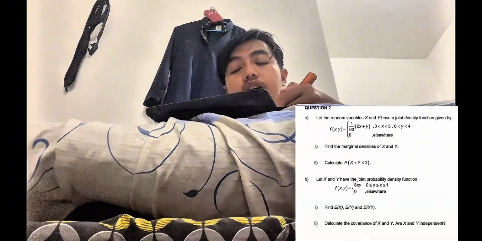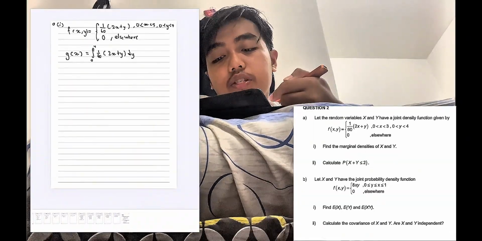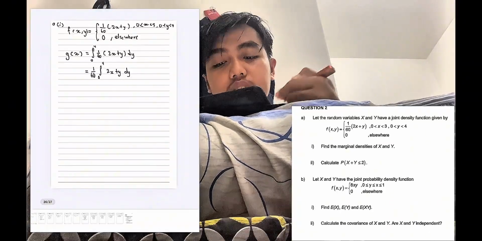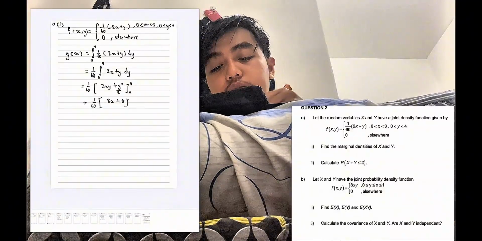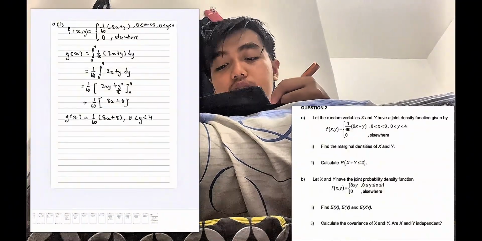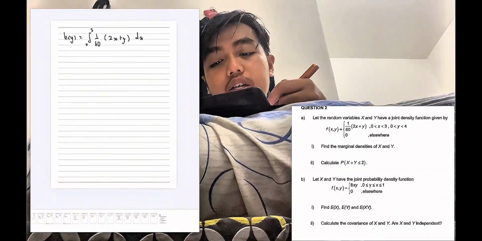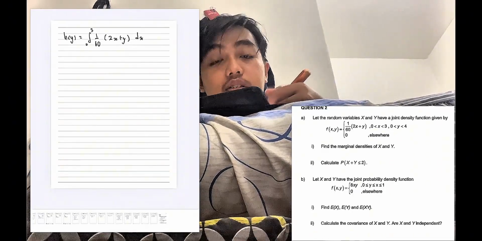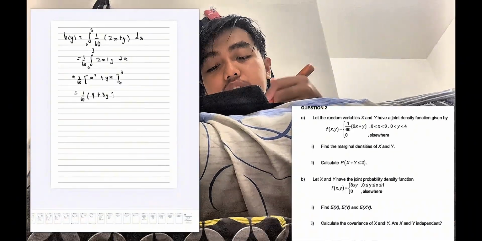So it wants to find the marginal density of X and Y. So first of all, we gotta make it as Gx, and we take the constant out first, and then we integrate it and we plug the value in, and we should be getting our answer. Alright, now for Y, we gotta make it as Hy, and same as before, we take the constant out and integrate it and plug the value in, and this is our final answer.